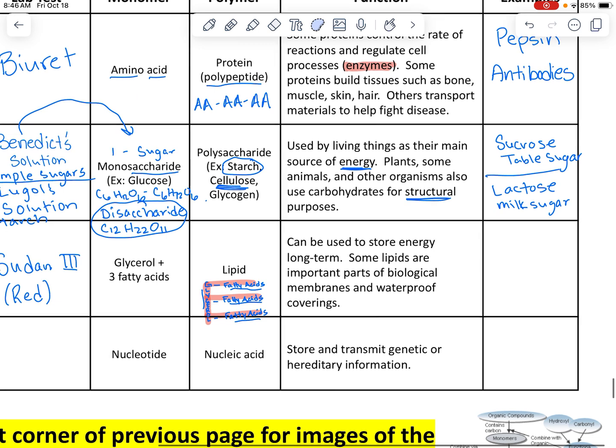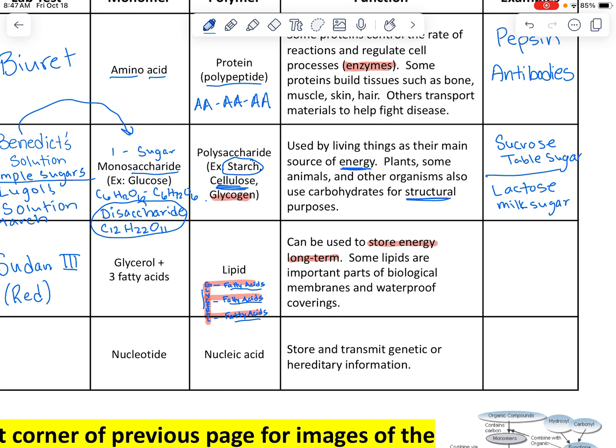Now lipids are used for storing energy. Carbohydrates are the energy source. But when we eat too many carbohydrates, too many sugars, or a lot of starch, your body will store that energy in fat. Your body can then turn that fat back into usable energy in the form of glycogen. Remember that glycogen up here? So this is long-term energy storage.